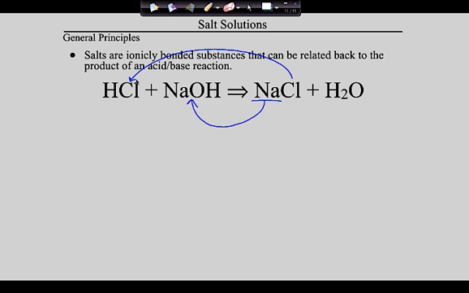And so then, guys, the logic simply goes like this. When we dissolve sodium chloride in water, will sodium mess around with the water? No. How do we know? Because its basic parent is strong. Then we look at chloride. Will chloride mess around with water? No. How do we know? Because its acidic parent is strong.